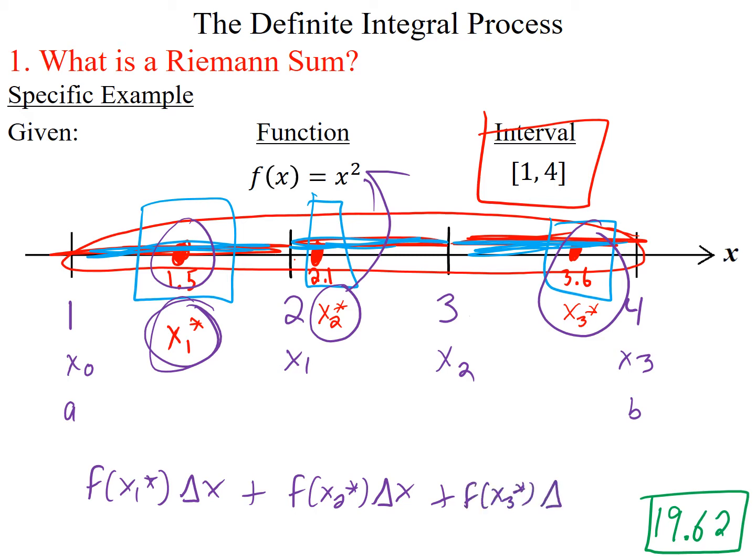So again, it's the number you picked in the interval, plug it into the function, and then multiply by the width of the interval. Do that for each of your 3 intervals, and then add them up. And that's a Riemann sum, and we ended up getting this 19.62, which will have a meaning later on.